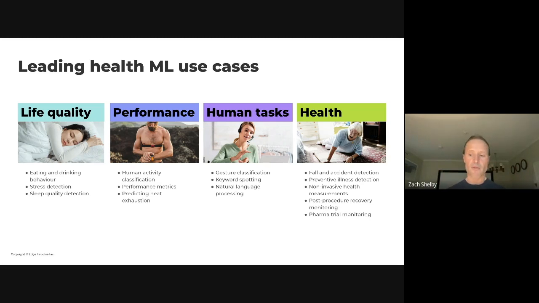Deeper into the health space, fall detection, preventative illness detection, non-invasive measurements, like we talked about non-invasive glucose. Post-procedure recovery is a really interesting case for health providers as well as insurance companies. And then, of course, in pharma, trial monitoring. So when we have people taking experimental drugs, how are they actually doing, right? What kind of improvements or non-improvements are we seeing, and not just having them check in from time to time. So lots of interesting use cases, and we know of companies doing much, much more than this. Anything that can be done with sensors and data really is on the table here.